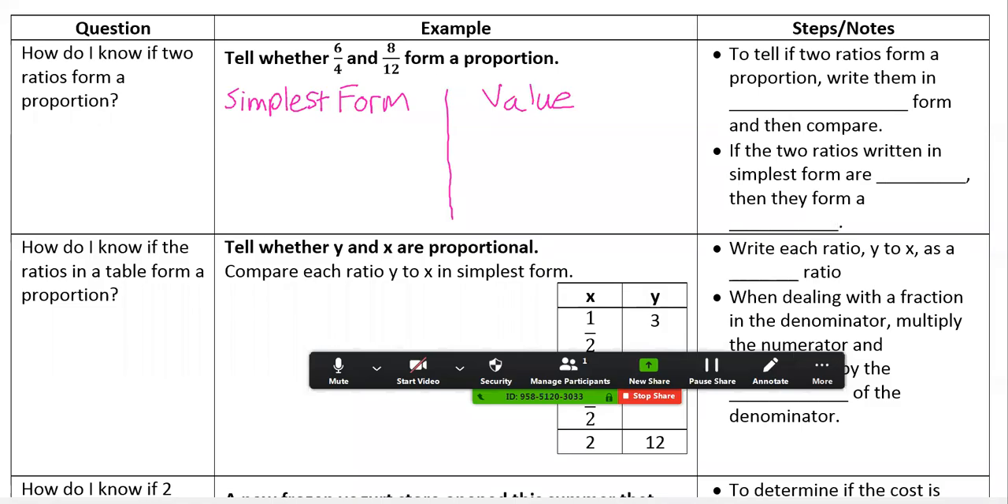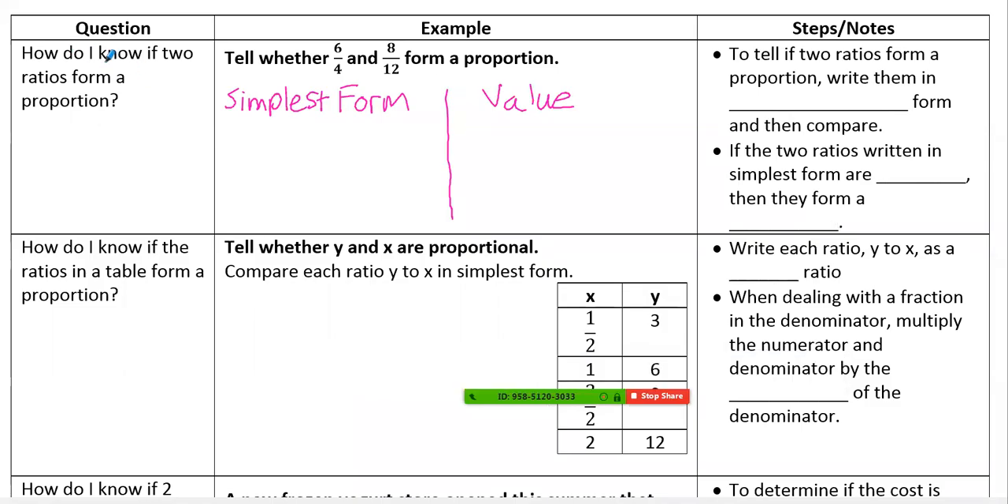Hey, this is part 2 of 14.2, proportions. How do I know if two ratios, fractions, form a proportion? Equal fractions, right? Okay, tell whether 6/4 and 8/12 form a proportion. Now, we can already tell that these are not equal, right? Because this one's greater than 1 and this one's less than 1, but here's the technique.